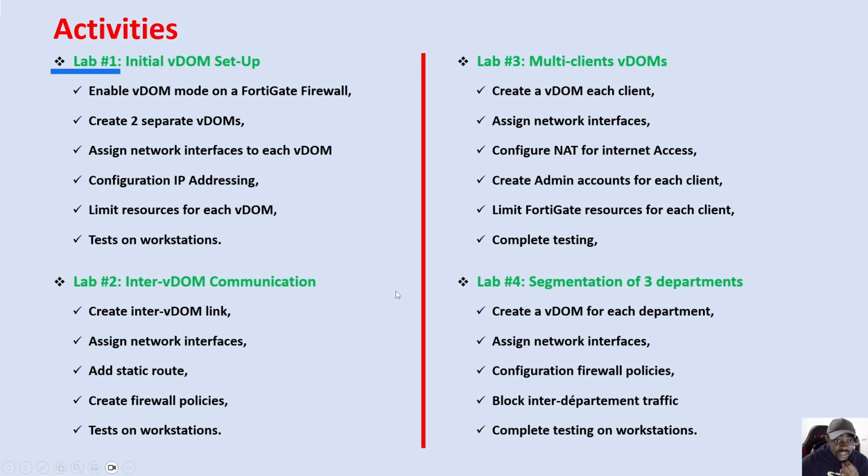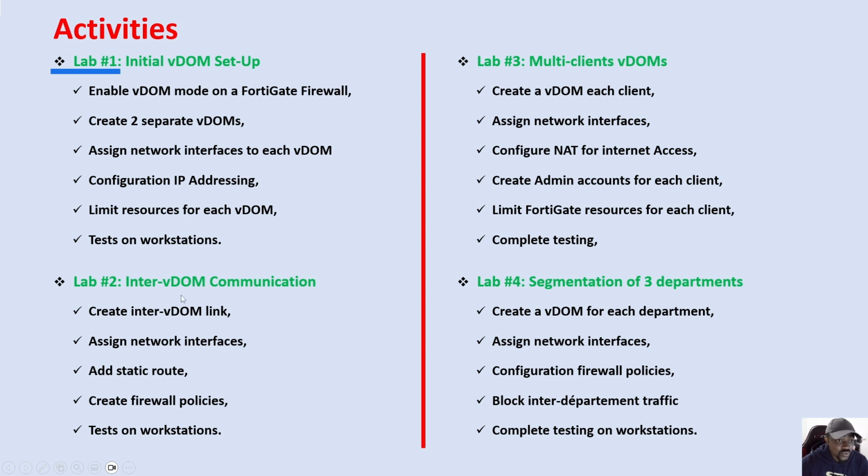As I mentioned earlier, we'll be doing these 4 activities. The first activity is lab 1, where we'll talk about the initial setup of a vDOM. We're going to enable vDOM on the FortiGate device, create maybe 2 vDOMs, assign interfaces to the vDOMs, and configure IP addressing. Then we'll see how to allocate resources to each vDOM, and then we'll do some testing.